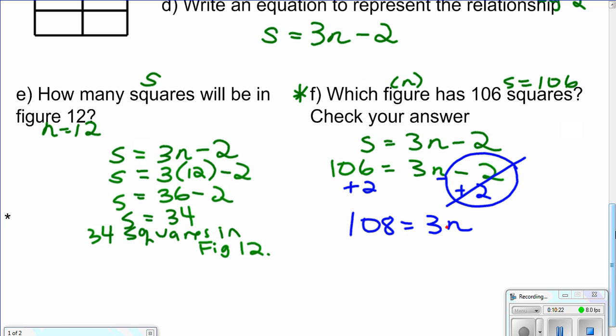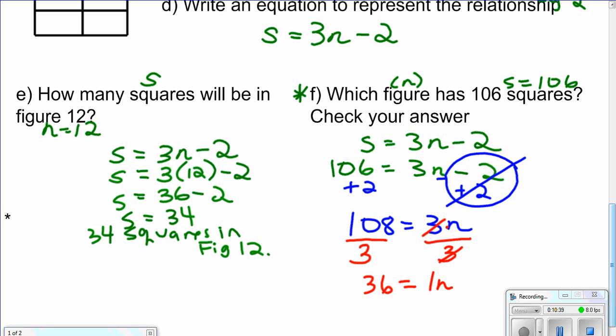I don't want to know what 3 n's equal, I want to know what 1 n equals, so I'm going to divide it by 3. Whatever I do on one side, I'm going to do to the other. 108 divided by 3 is 36. 3 divided by 3 leaves us with 1 n.